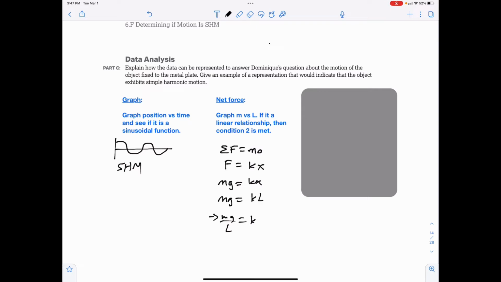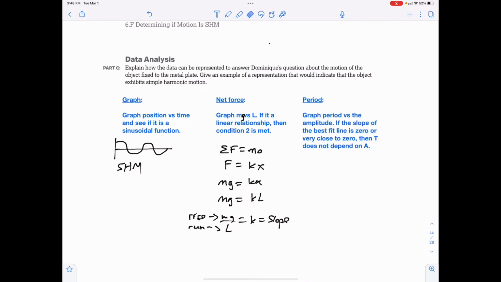This is my rise. So graph mg versus L. This is my run. That means k would be my slope, right? Okay, and then finally, graph the period versus the amplitude. If we get something like this with horizontal data, that's telling you that amplitude does not affect period.